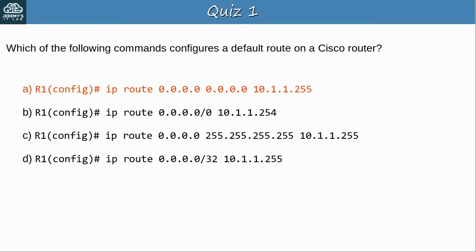And in a default route, all bits of the net mask should be 0, as in A, so A is correct. In C, the bits are all 1, making it 255.255.255.255. That is not correct. Okay, let's go to question 2.